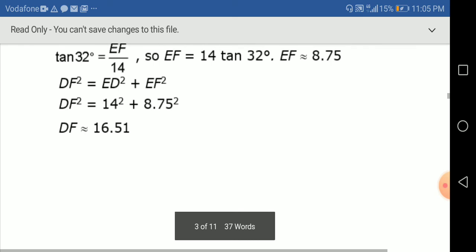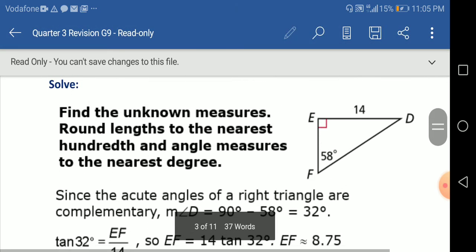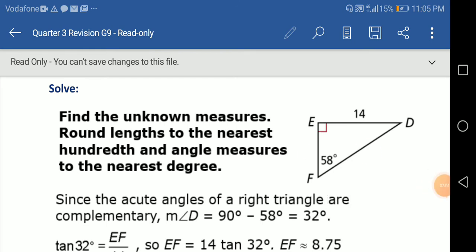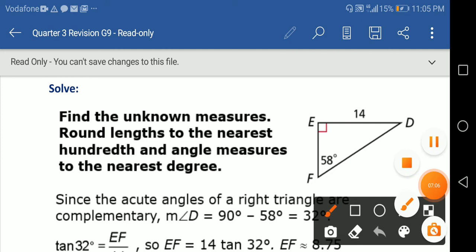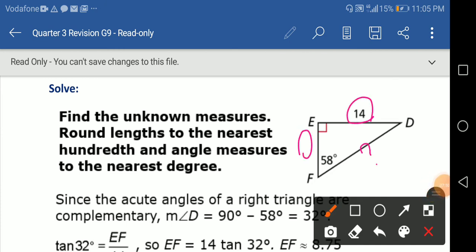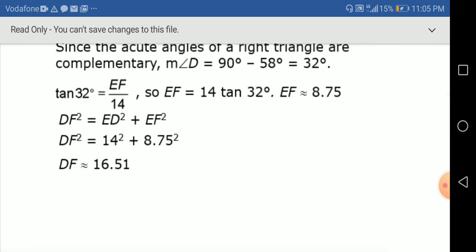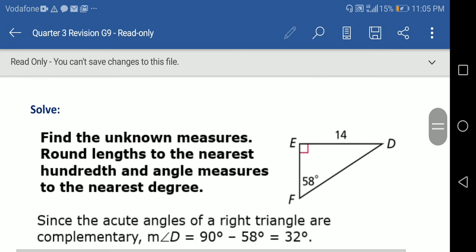Okay, now I have EF. If I know two sides, and I want to know this side, how can I do it? By using the Pythagorean theorem. Yes, I can hear you, because we have a right angle triangle and two lengths. So use your Pythagorean theorem. The hypotenuse, remember, it's very easy.